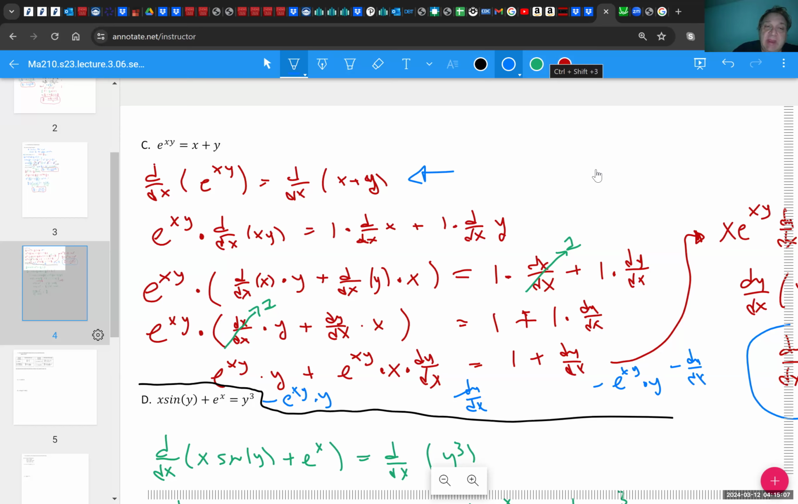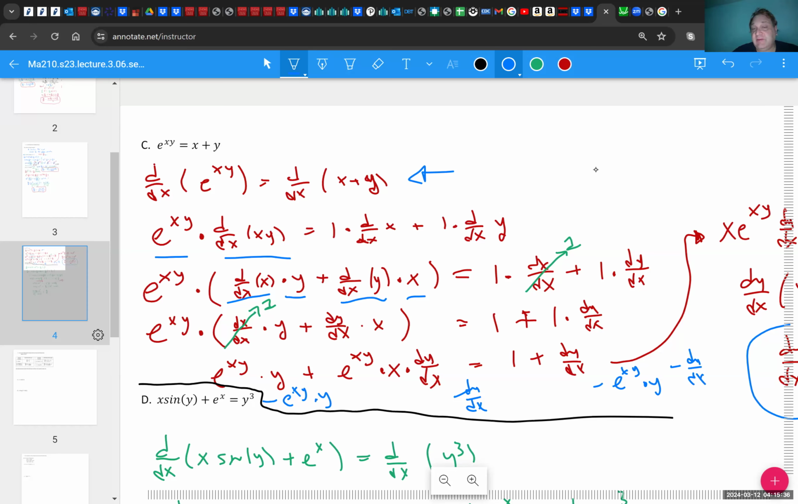Okay, so both sides have something interesting. Left-hand side, we have this e to the xy, and we have the derivative of xy. xy means x times y. And to differentiate when two things are multiplied by each other, we use the product rule. So I just kind of wrote out the product rule without actually doing much of the derivatives. It's the derivative of the first times the second plus the derivative of the second times the first. That's our product rule.